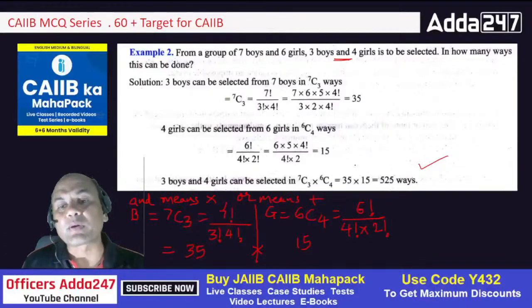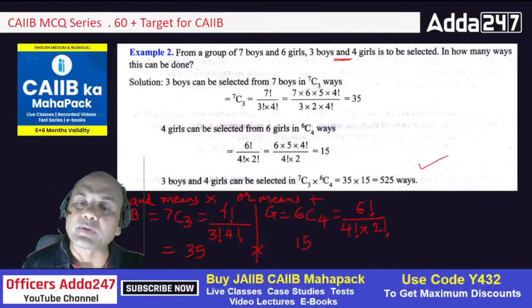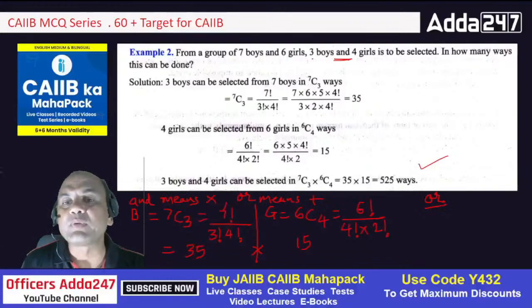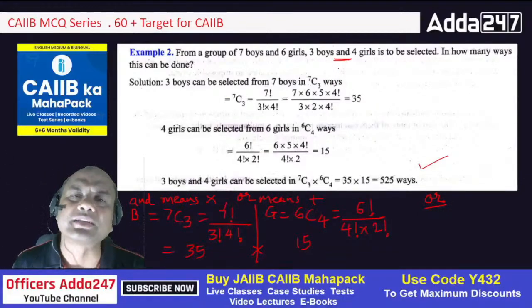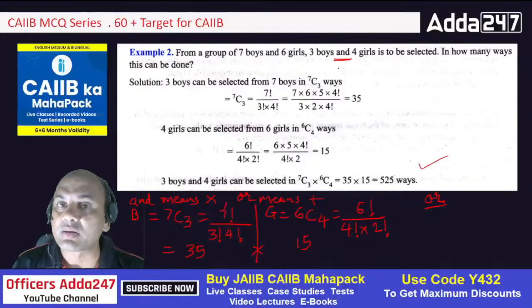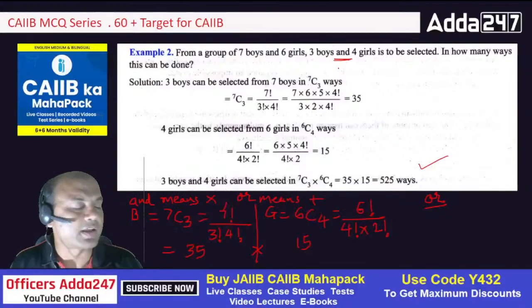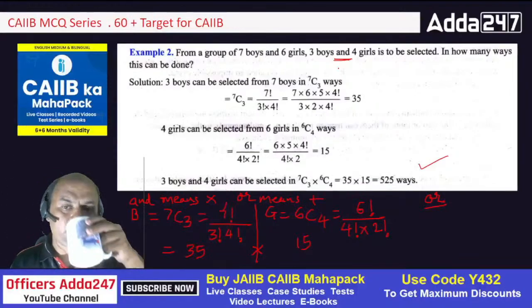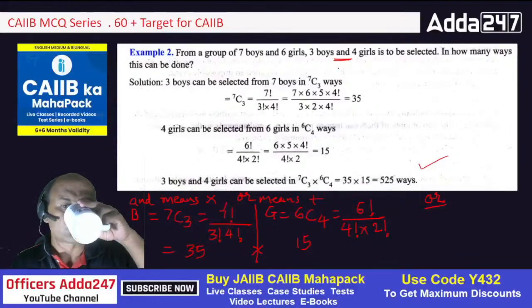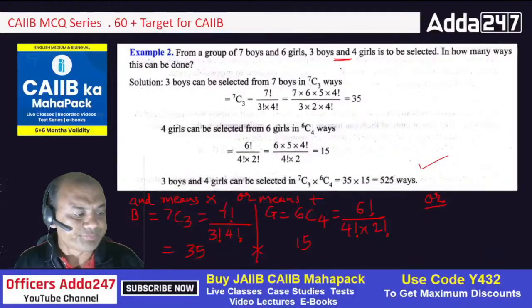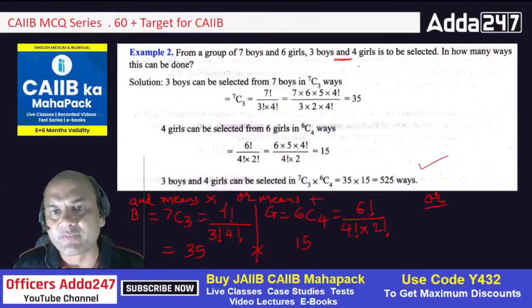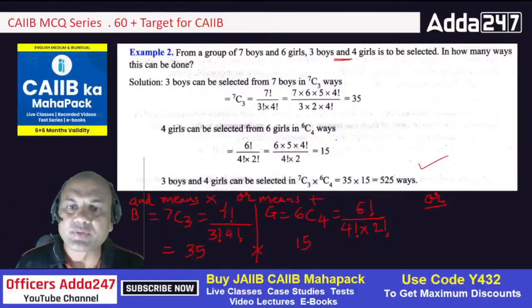Now if the problem had been, let me twist this problem: if I say 3 boys or 4 girls I have to select. Now give me the answer. What did I say for or? Everyone, give me the answer now. The answer should be everyone, it should be or.